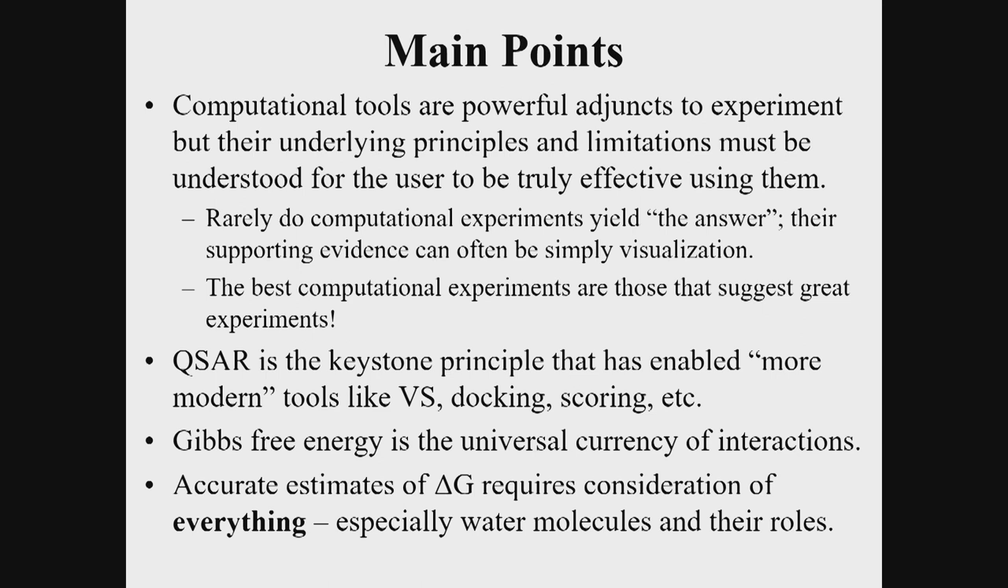The computational results do not ever give you an answer, but they are supporting evidence that can be useful. And sometimes the most useful thing that comes out of that is visualization. You can actually see the sort of things that you are trying to achieve and see why or why not it might work. In my view, the best computational experiments are those that suggest great wet experiments. If we, through our computational work, give someone an idea to create an experiment that answers a question because they saw through visualization or whatever what might happen, that's a real success for us.